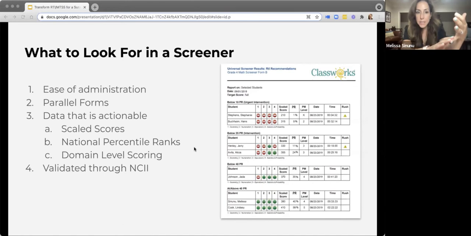The 10th percentile or below is urgent intervention or tier 3. 25th percentile or below is typically tier 2. And then above the 20th percentile is tier 1. However, Classworks will also separate out between the 25th and 40th percentile, so teachers can keep an eye on those students throughout the year.